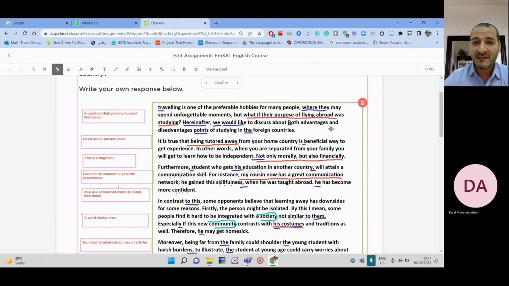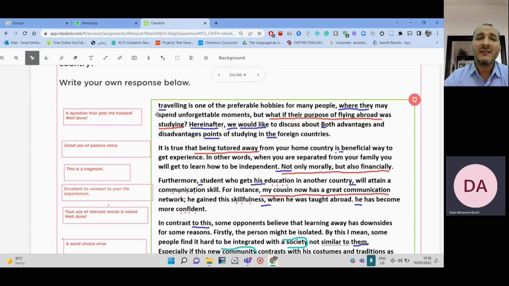Can you please self-assess this in terms of punctuation, grammar mistakes, comma mistakes, capitalization mistakes, for example? Traveling, how to fix the issue here? What's the problem? T is small, right? Yes, you are right. It should be a capital letter. That's right. This is what you did already when you started another sentence. You said hereinafter, you started with a capital.